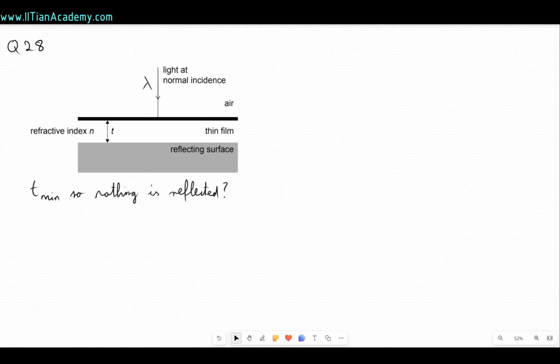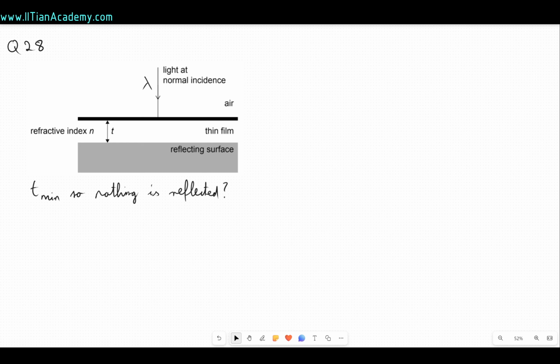So in question 28, we're given that a reflecting surface is covered with a thin film of refractive index n and thickness t, and we're given that the refractive index of the reflecting surface is much greater than the refractive index of the thin film. And we're asked to find the minimum thickness of the film so that no light is reflected back into the air.